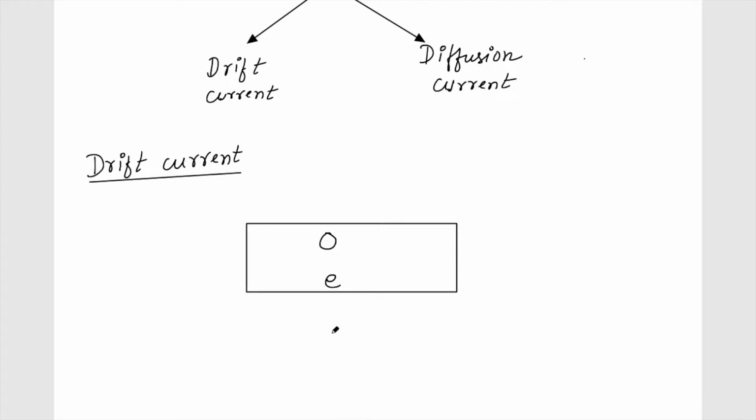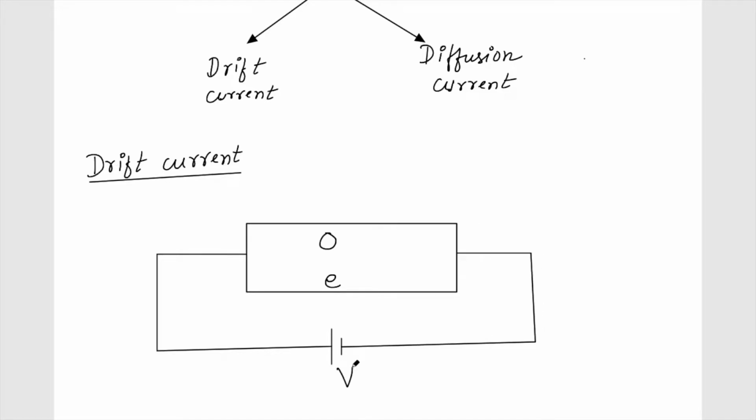Let's apply a potential difference across the two ends of this semiconductor. A potential V is applied, and because of this there will be an electric field. The direction of the electric field will be in this direction. Because of this electric field, the holes are positively charged, so they will move in this direction, and the electrons will definitely move in the opposite direction of the electric field.